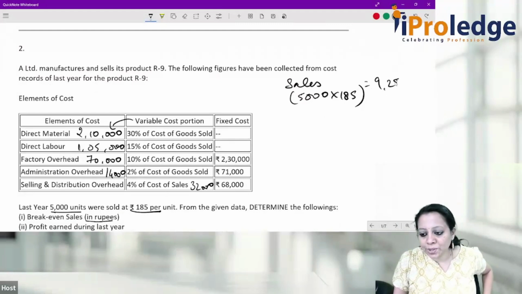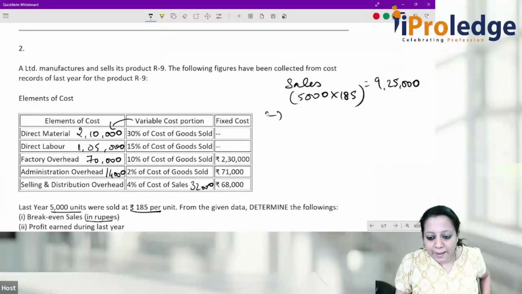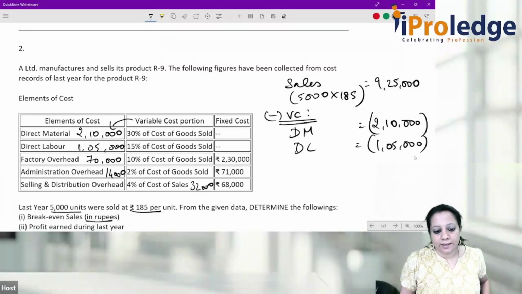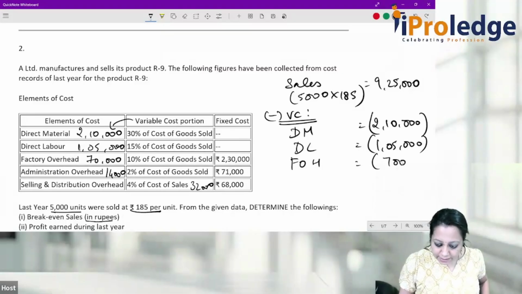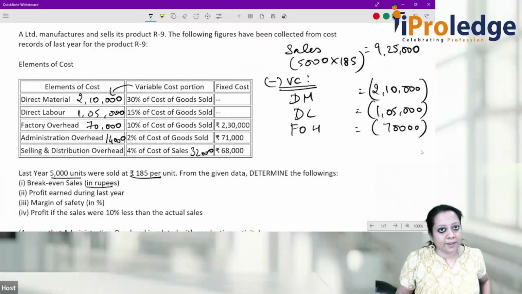9,25,000. Super. Now we should take only the variable portions to find out the contribution. So minus variable cost. Variable cost is going to be direct material. How much is that? 2,10,000. So subtract that. Then direct labor, 1,05,000. Then factory overheads, that is going to be 70,000. All variable we will take.